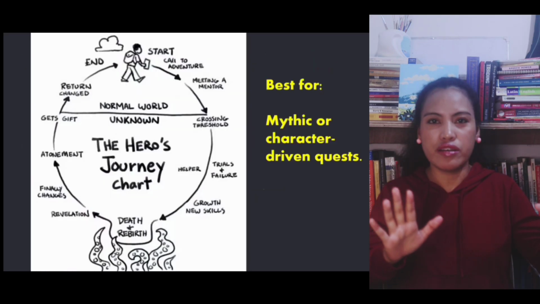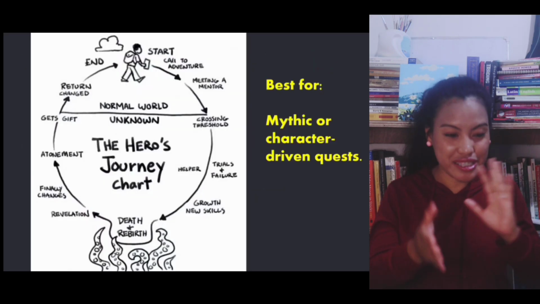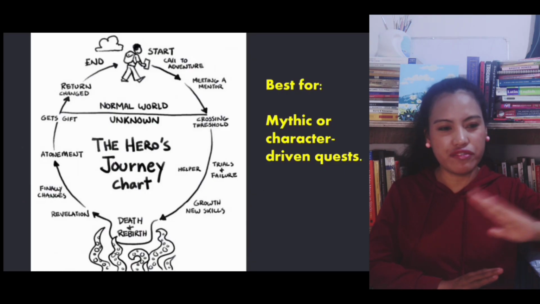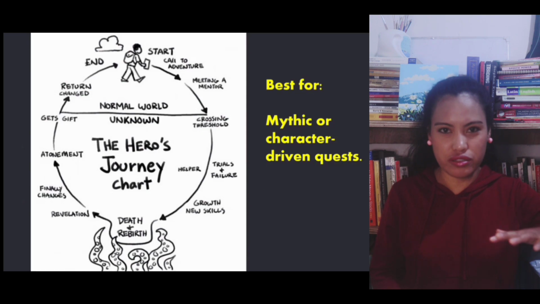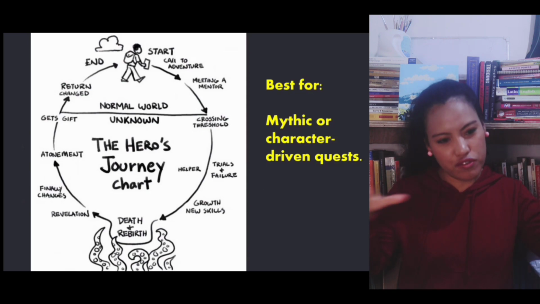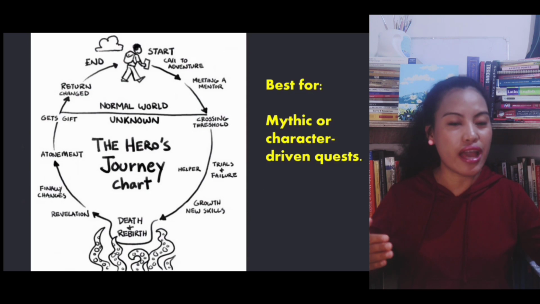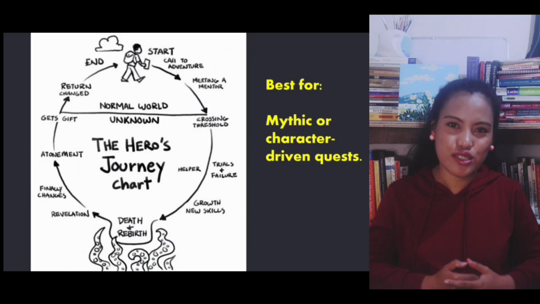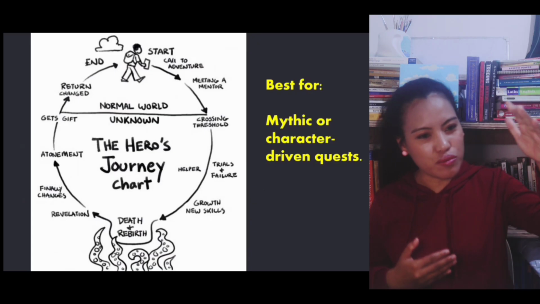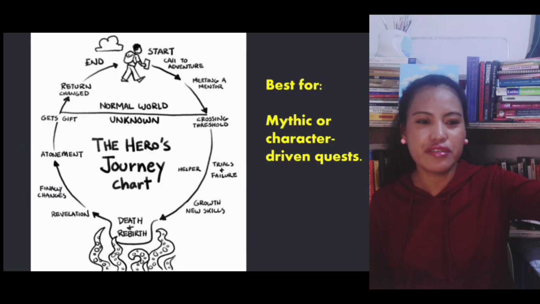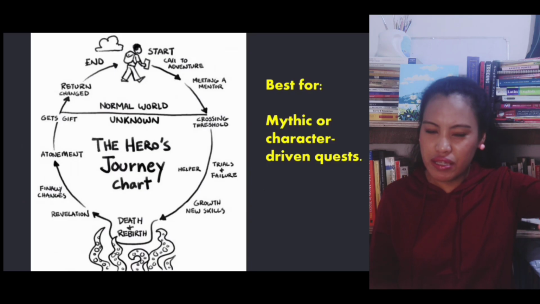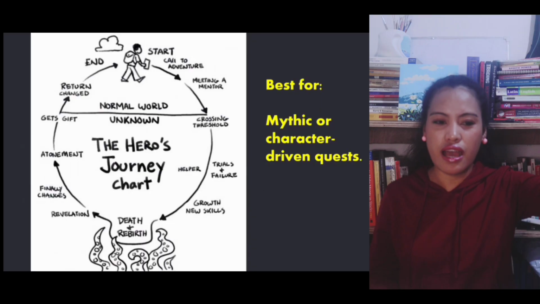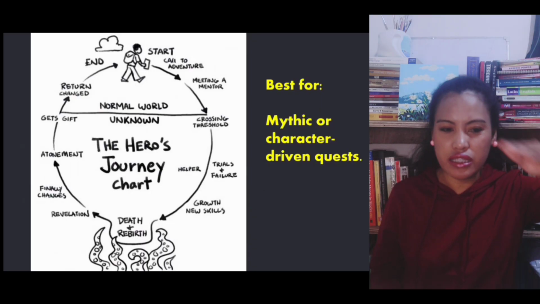So here's a diagram of the hero's journey chart. If we can see here, there's a divide between the normal world and the unknown world. There are a lot of things that are supposed to happen while the hero is discovering the unknown world. From the normal world, he starts with a call to adventure, and then he meets his mentor, and then there's a crossing of the threshold, and after the crossing he meets his helper.